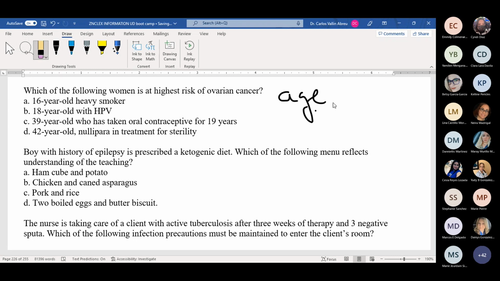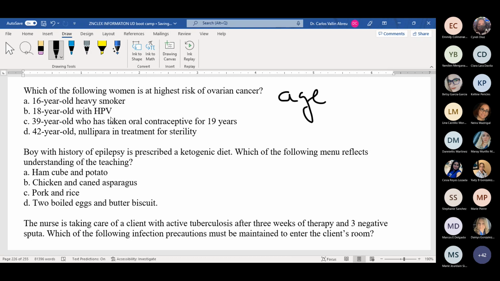Genetics is important. Obesity is important. Early menarche and late menopause are important. Receiving estrogen replacement therapy, hormonal replacement therapy, is also a risk factor. That is when you get menopause and feel very bad, and then you continue taking pills or shots of estrogen. Of course, smoking is a risk factor for everything.